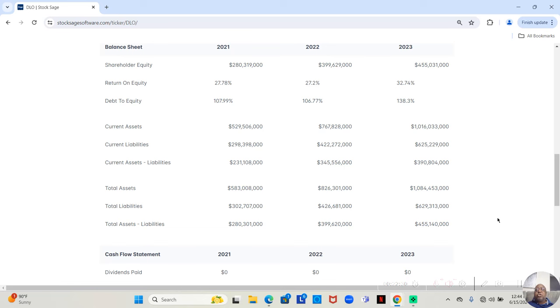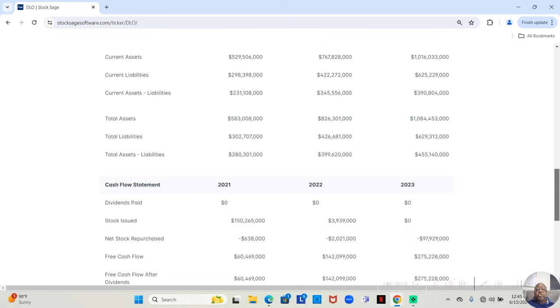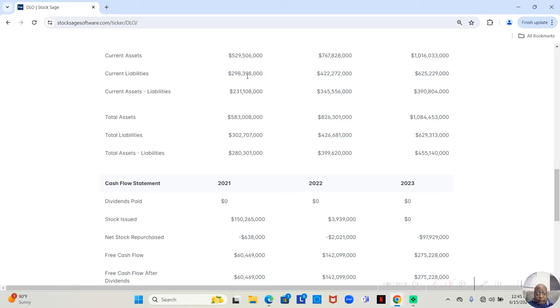And we like companies where the debt to equity is under 200%. In 2021, their debt to equity was 107.99%. 2022 was 106.77%. And 2023, it was 138.3%. So all 3 years, it was under 200%, which means we should see a pretty decent balance sheet, which we do. We have current liabilities less than current assets, which is one of the things that we filtered for on the homepage to the app, and total assets more than total liabilities, which we said the app looks for automatically.